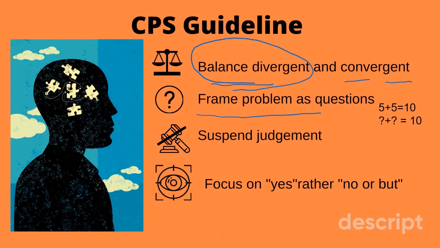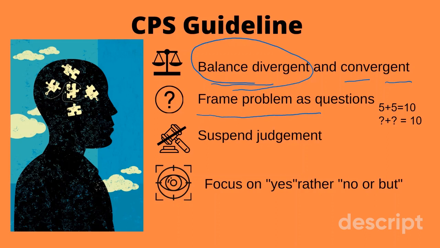Second is frame the problem as open-ended questions with multiple possibilities. Each of these open-ended questions will generate further ideas. The example of the first question will only have one right answer: 5 plus 5 is equal to 10. The second question should have multiple possibilities: what are the two numbers that add up to become 10? So the answer could be the same, which is 10, but the question is framed differently to unlock a range of possible solutions.